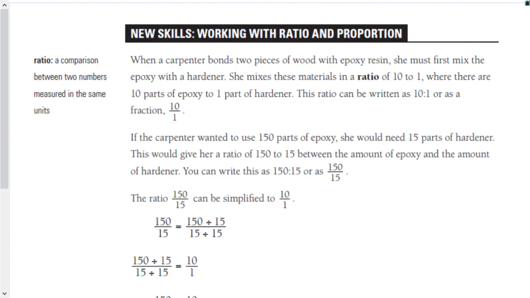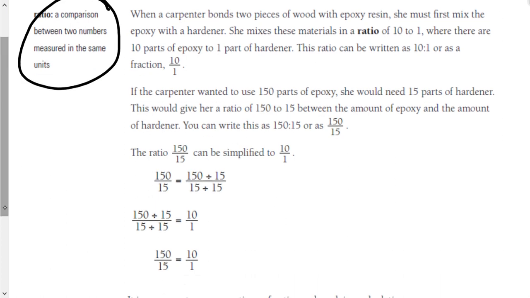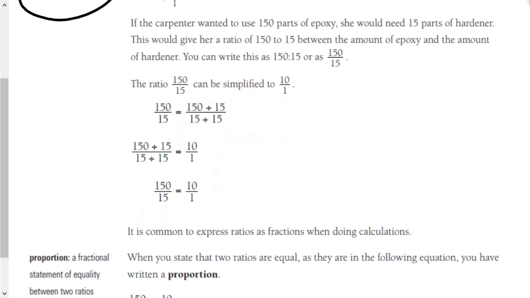Now we're going to work with ratio and proportion. I would recommend writing down your definition here of ratio in your notes. So a ratio essentially just tells us how many parts to another part. So a really good way to think of this is like if I needed 2 parts baking soda to 1 part sugar to make a recipe. And we can see in our example here we have a carpenter using epoxy and a hardener. And we can kind of walk through this and we can talk about these different ways to write the ratio.